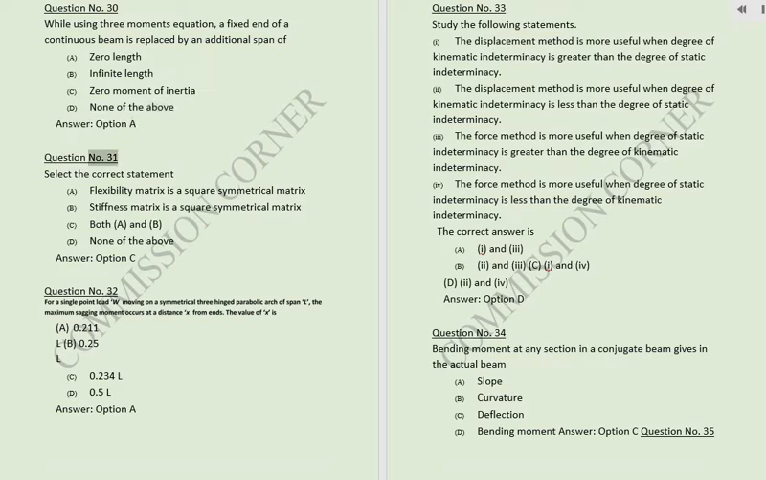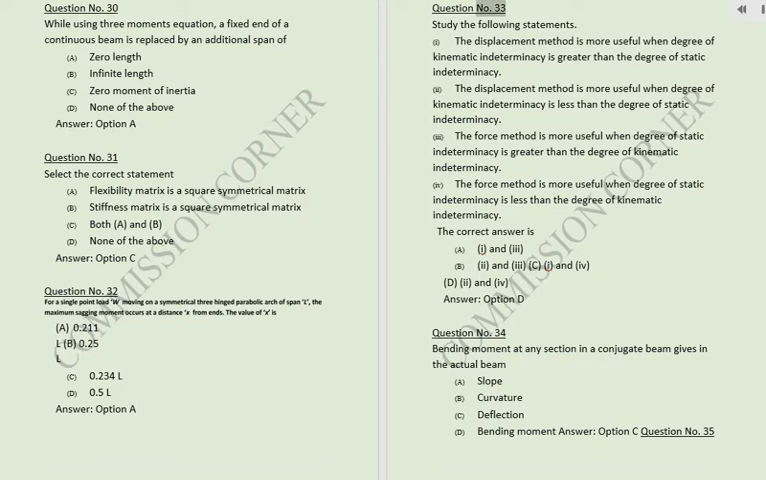Question number 31. Select the correct statement. A, flexibility matrix is a square symmetrical matrix. B, stiffness matrix is a square symmetrical matrix. C, both A and B. D, none of the above. Answer, option C. Question number 32. A, 0.211 L. B, 0.25 L. C, 0.234 L. D, 0.5 L. Answer, option A.